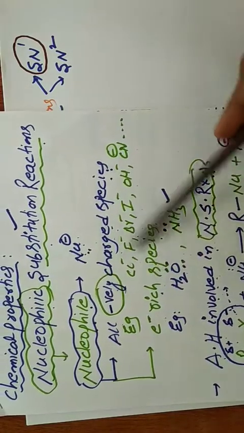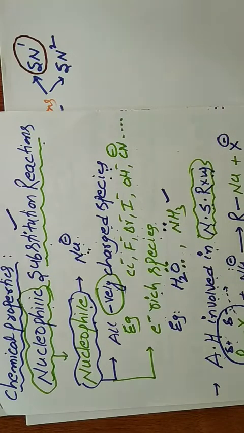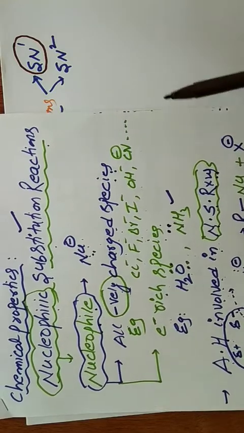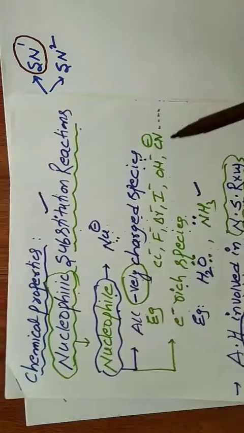How many types of nucleophilic substitution reactions are there? Two types, SN1 and SN2. Now we discuss the mechanism of the SN1 reaction.